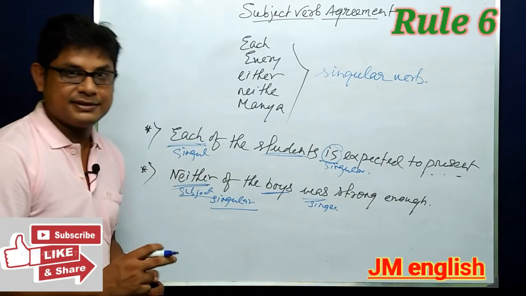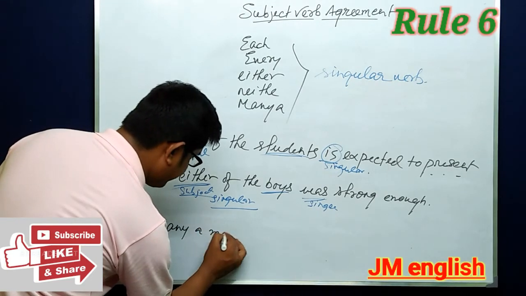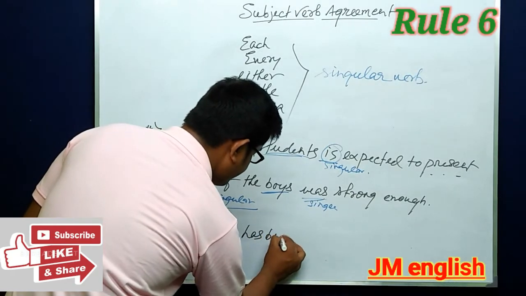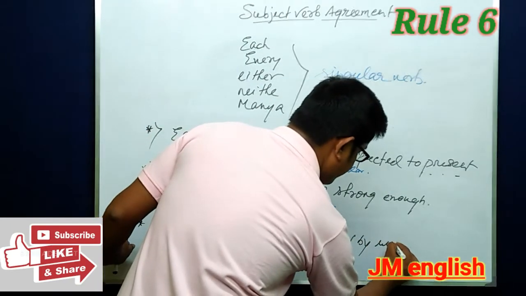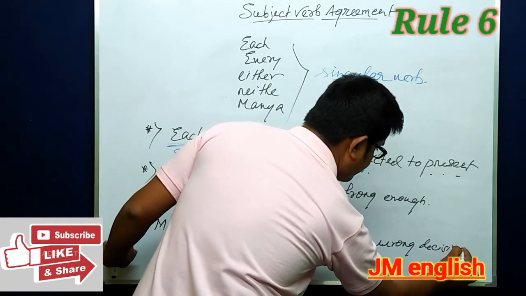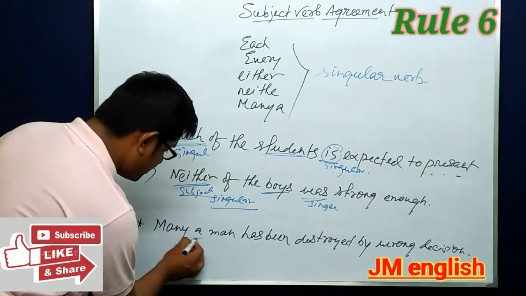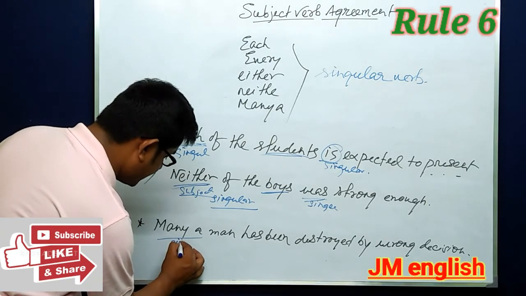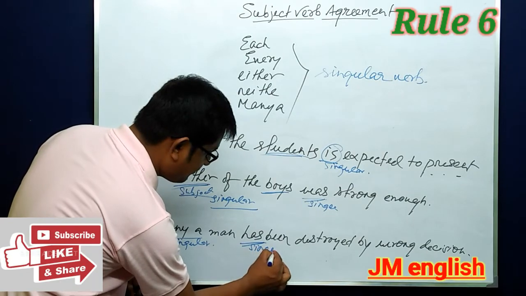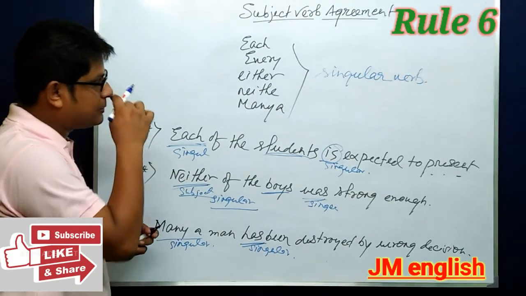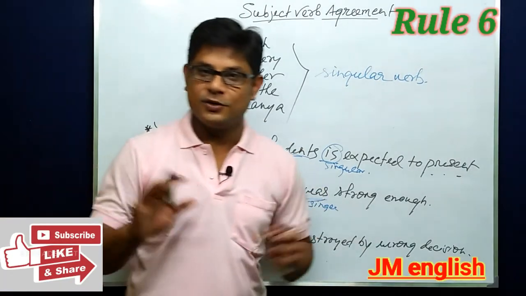Okay, let's have another sentence. You can say that many a man has been destroyed by wrong decision. Many a man has been destroyed by wrong decision. In this sentence, I have used many which is representing singular, and that's why I've used has, which is a singular verb. Okay, so this is all about this rule number 6. Always remember, if you use these things, then you have to use a singular verb. So these are all 6 golden rules.